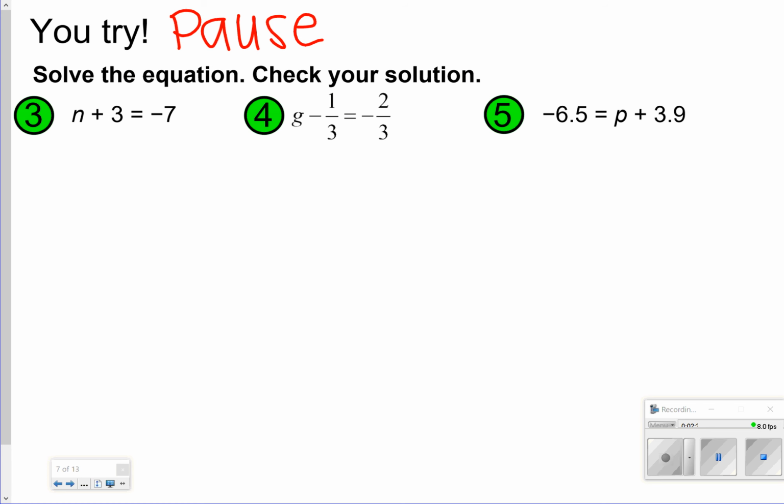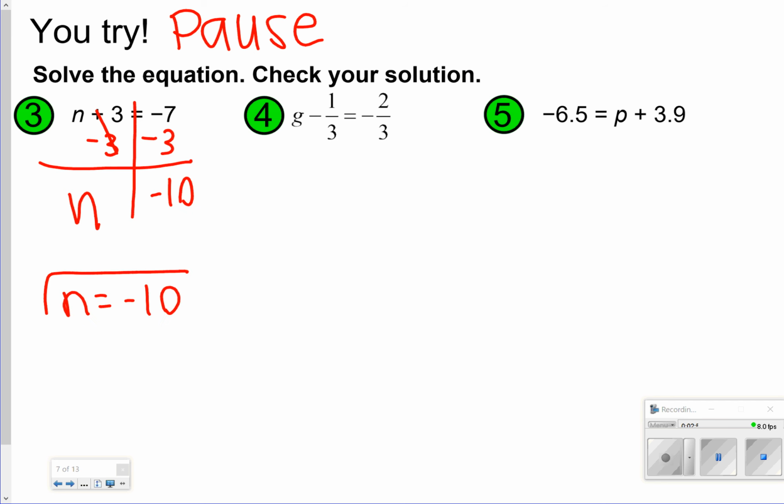Okay, so in number 3, we see a plus 3 with the n. So to get n all by itself, we're going to do the opposite of what's happening to it, plus 3, which is minus 3. Being careful really here. Those 3's cancel out, so all I have left on the left side is n, but a negative 7 and another negative 3 is going to give me a negative 10. So n is equal to negative 10.